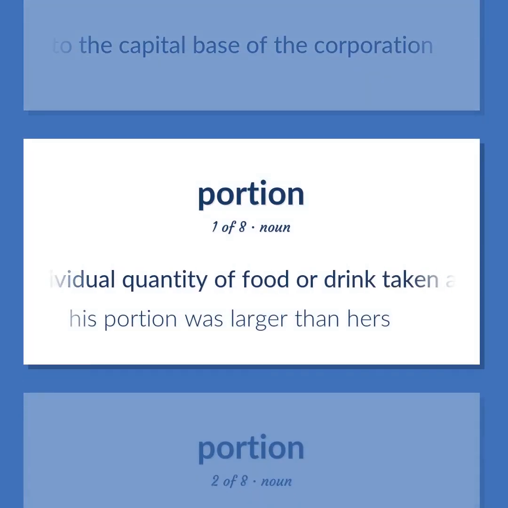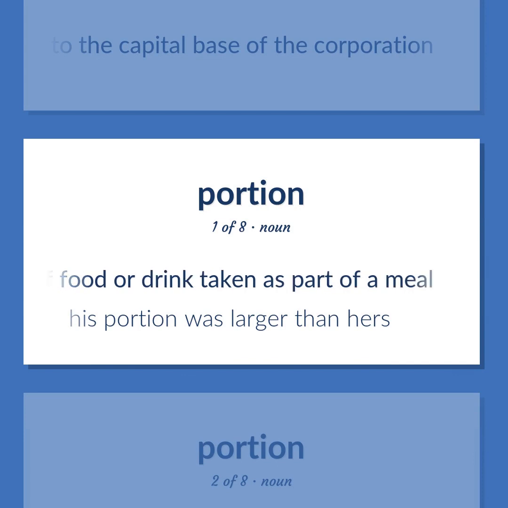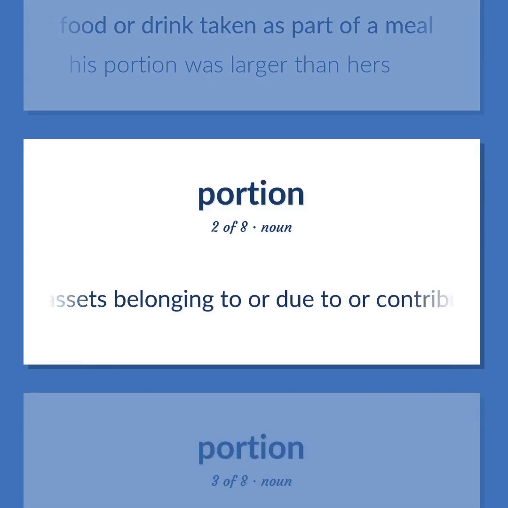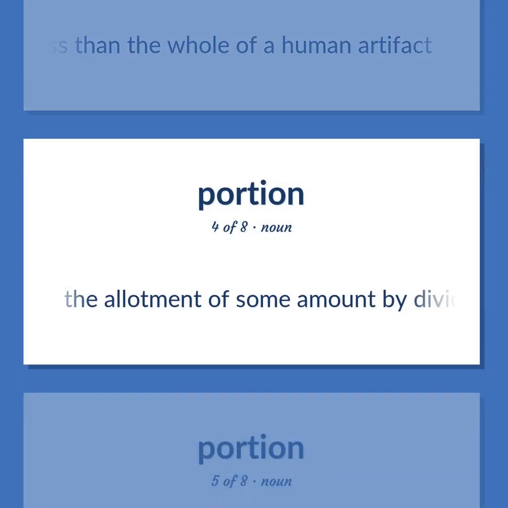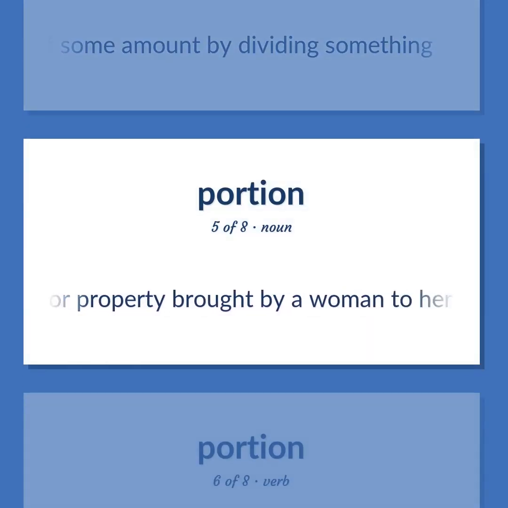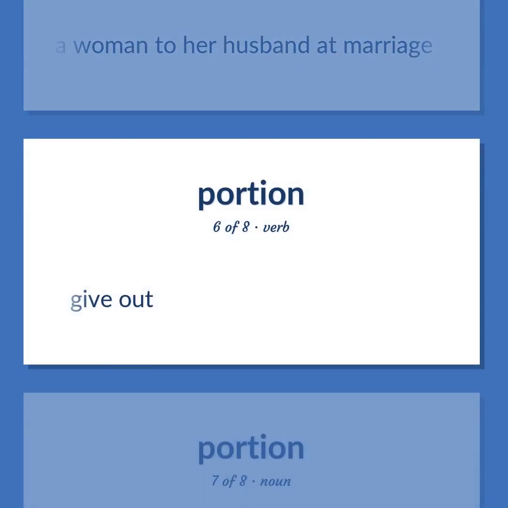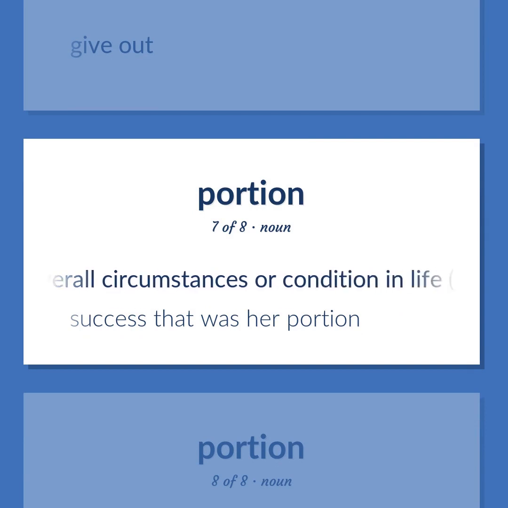An individual quantity of food or drink taken as part of a meal. His portion was larger than hers. Assets belonging to or due to or contributed by an individual person or group. Something less than the whole of a human artifact. The allotment of some amount by dividing something. Money or property brought by a woman to her husband at marriage. Give out. Your overall circumstances or condition in life, including everything that happens to you. Success that was her portion.